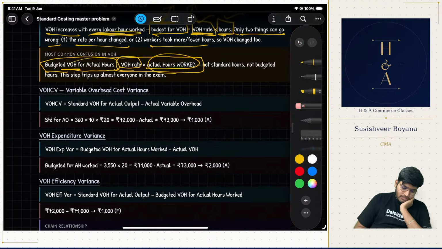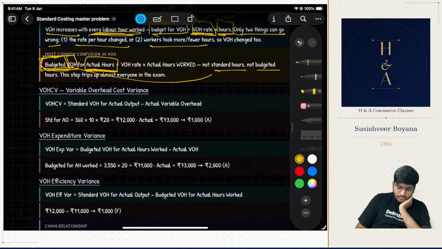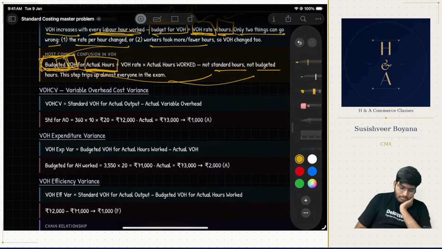Understand once again, very important. Budgeted variable overhead for actual hours. When we're talking about actual hours, would it be standard or budgeted? We always get confused looking at the budget. The word budget confuses us. It is derailing us towards standard or budgeted. But no, we are talking about budgeted variable overheads. We are taking the budgeted variable overhead rate. We're already taking the rate in place.